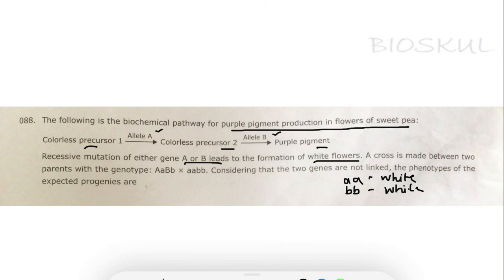Read the portion of the question, understand it, and what you understood, just write it down. A cross is made between two parents with genotype, okay, that is given. Considering the two genes are not linked, the phenotype of expected progenies are. So if there is a recessive mutation, then that leads to white color flowers, which is given, and the genotype of the parent is also already there in the question.